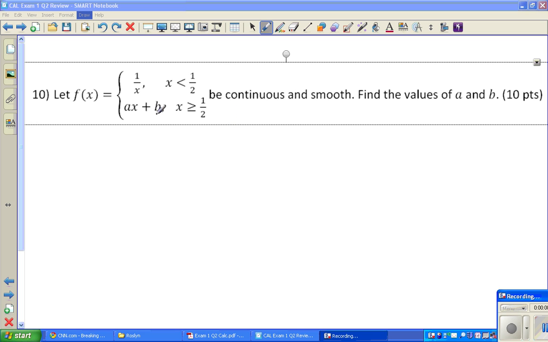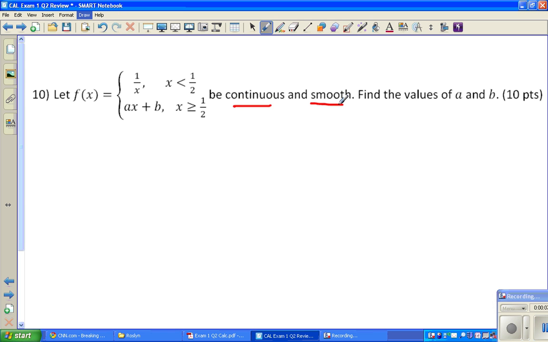This is part two of the exam review. Now, in this case, we are looking at continuous and smooth. Basically, it means that this expression has to be differentiable. That means when we take the derivative, the left side derivative, which would be this one, has to be equal to the right side derivative, which would be equal to this one.